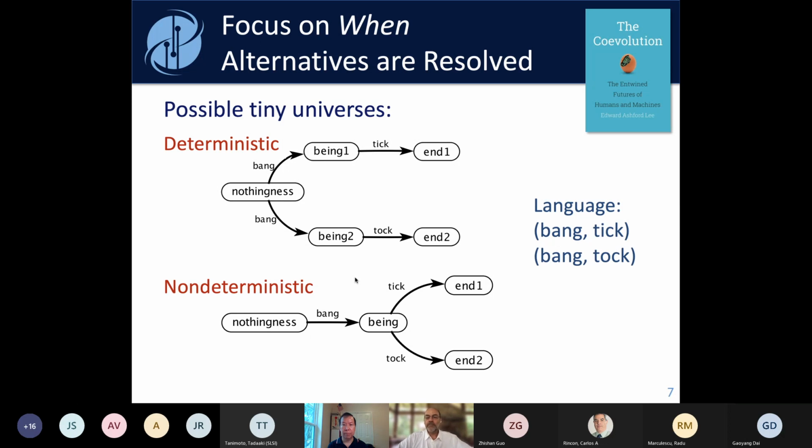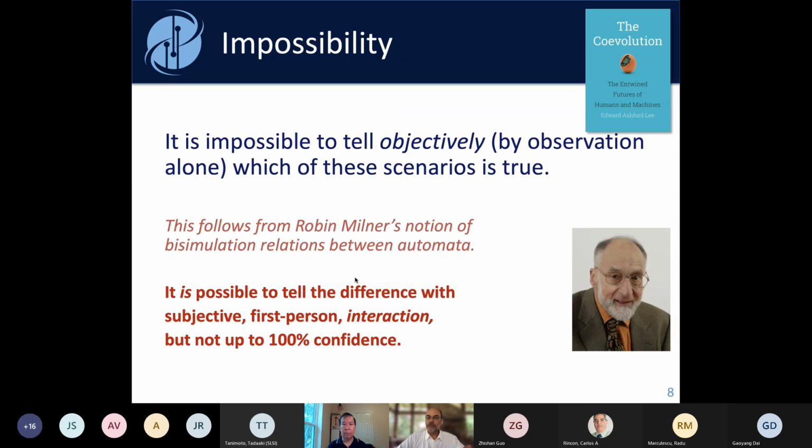So now the question becomes, what can we say about our ability to distinguish these two automata? And in this book, I use the theory of automata that was largely developed by Robin Milner, and in particular, his notion of bisimulation relations between automata. And I prove that it's impossible to tell objectively by observation alone which of these two scenarios you have.